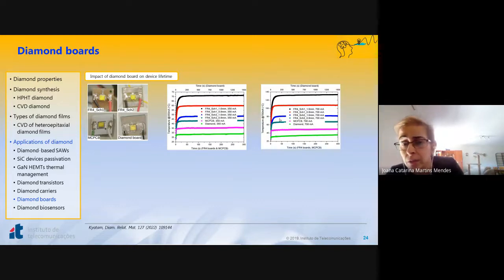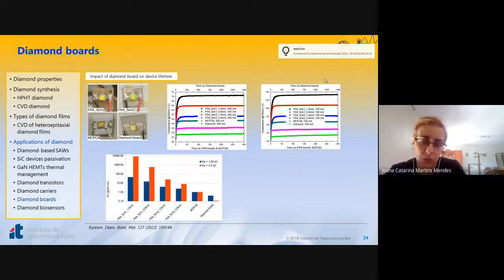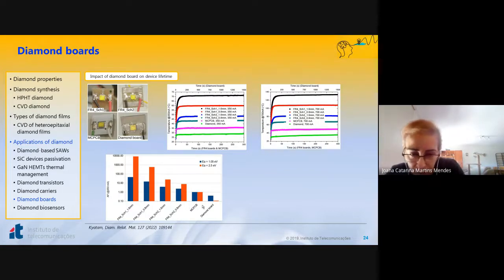And on the right, you have similar results, but now when you have a 700 milliamp current step. Again, the temperature doesn't tell you much, so again, we calculated the acceleration factor. And let's focus here, okay?